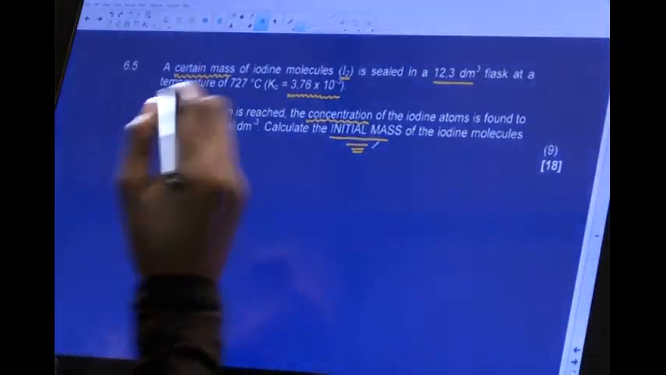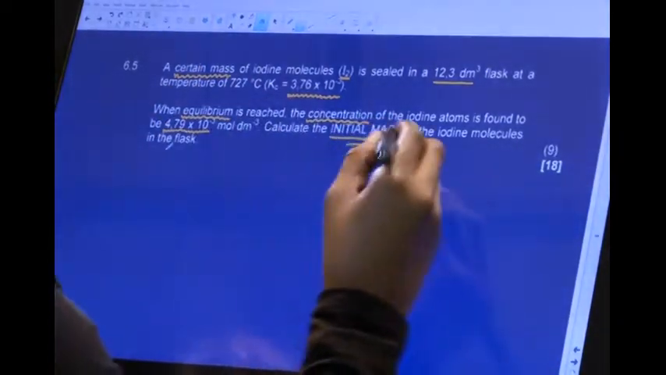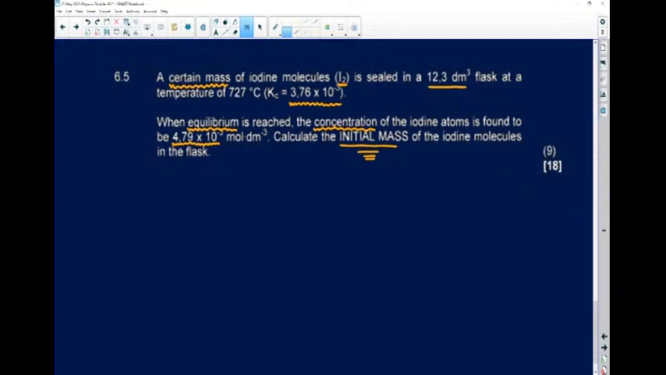Very crucial, you need to first have a balanced equation. I'm going to write it here so I can work half-half on my paper. Remember, our initial reaction equation looked like this. It's I2 going to 2I. So I had a mole ratio of 2 is to 1. It was a reversible reaction.